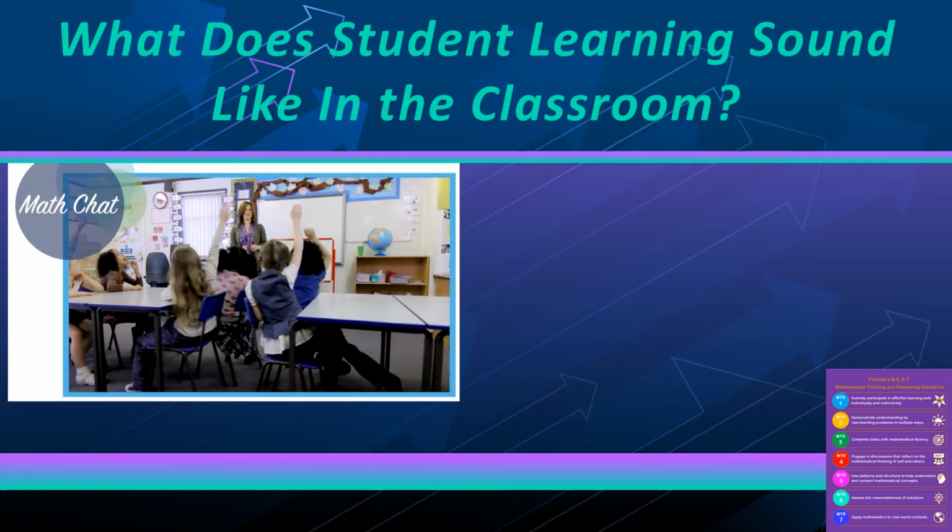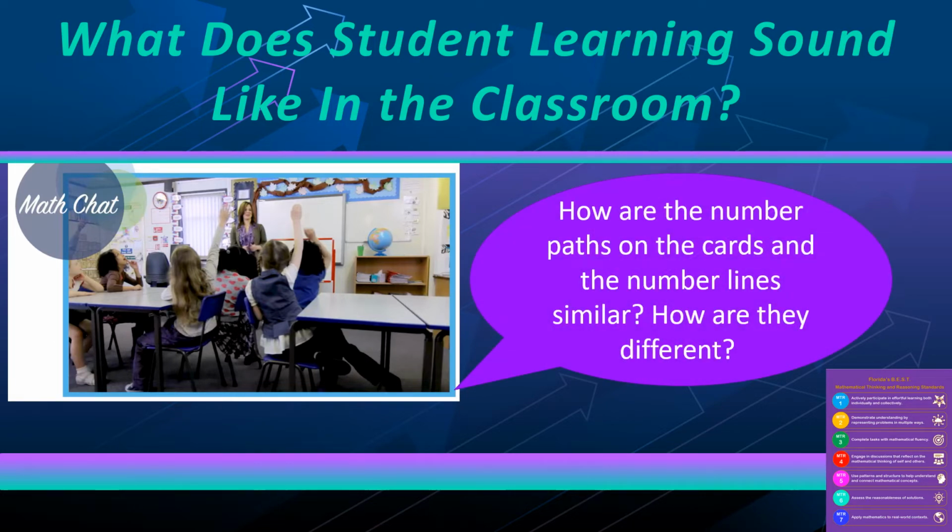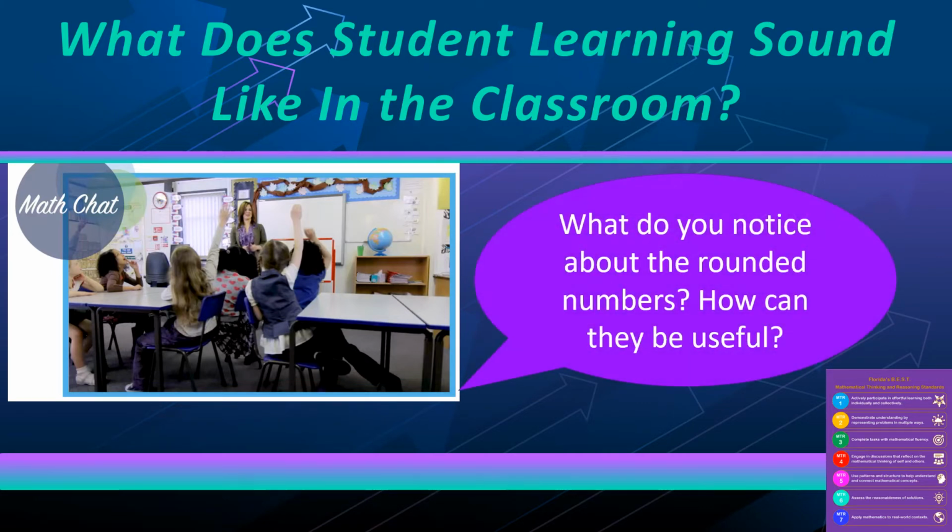Students should be invited to have math chats to discuss their learning. The types of questions teachers choose will help dictate the direction of the student conversations. These example questions can be found in the math chat section of STEMscopes, as well as the fundamental questions section. These questions provide opportunities for students to explain their reasoning, which connect to the MTRs. How are the number paths on the cards and the number lines similar? How are they different? What do you notice about the rounded numbers? How can they be useful?